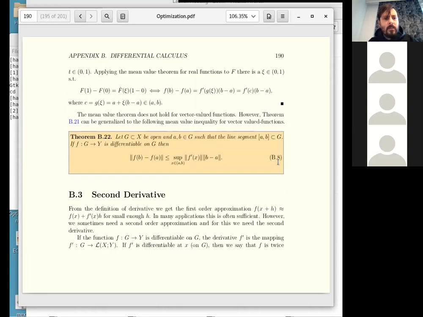So the second derivative is basically the derivative of the derivative. We have a function that is differentiable, and its derivative is a mapping that maps each point in our domain. It maps G to I. So everything in the domain of G is mapped into the linear operator. It's always a linear operator between X and Y.